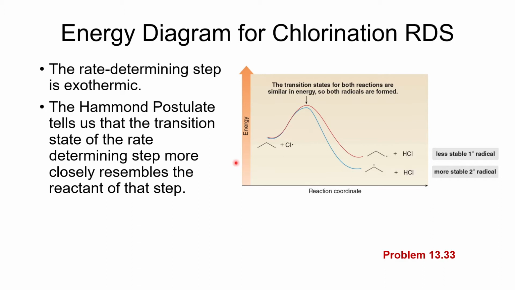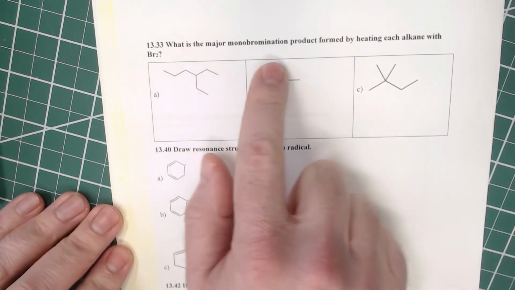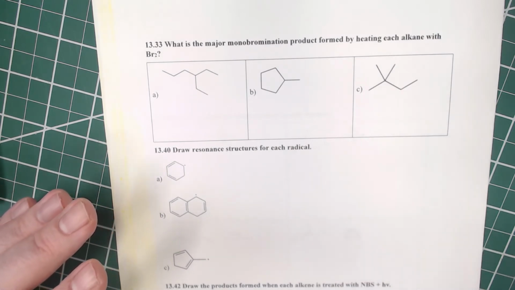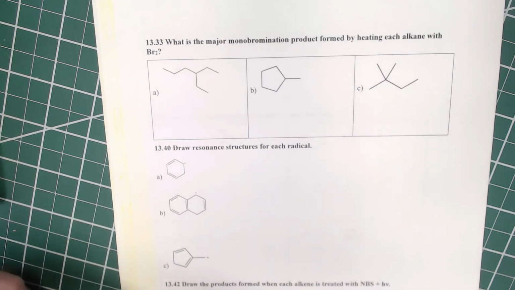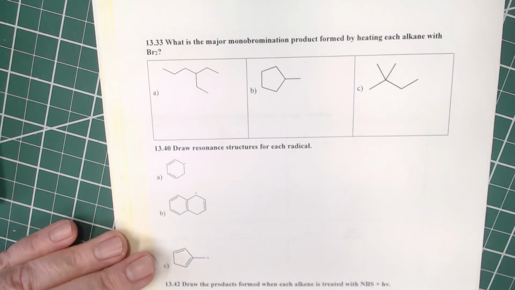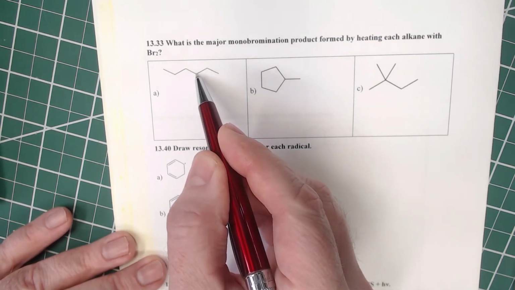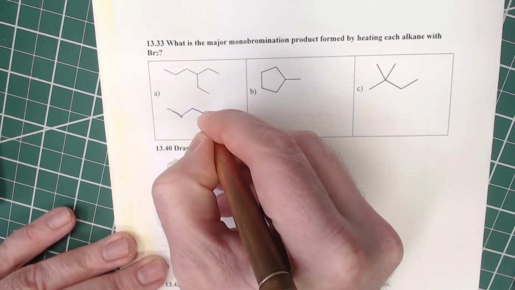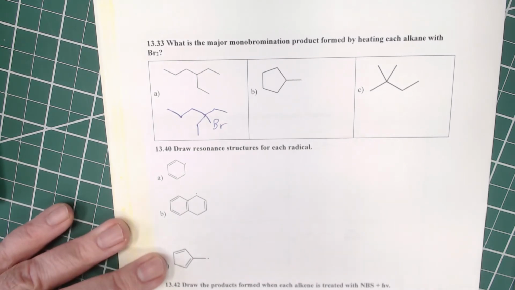All right, so we're going to look at number 33. And switch over here. All right, so number 33, what is the major monobromination product for each by heating it with Br2? So really what we're looking at is with bromination, we just need to find the most substituted carbon-hydrogen bond. And tertiary is going to win out over primary, over secondary, and secondary will win out over primary. So if we look here, our most substituted carbon hydrogen here is going to be this one. It's a tertiary hydrogen. So that means we will get substitution at that tertiary hydrogen. So we'll just draw that. All right, and so we will get that as our product.